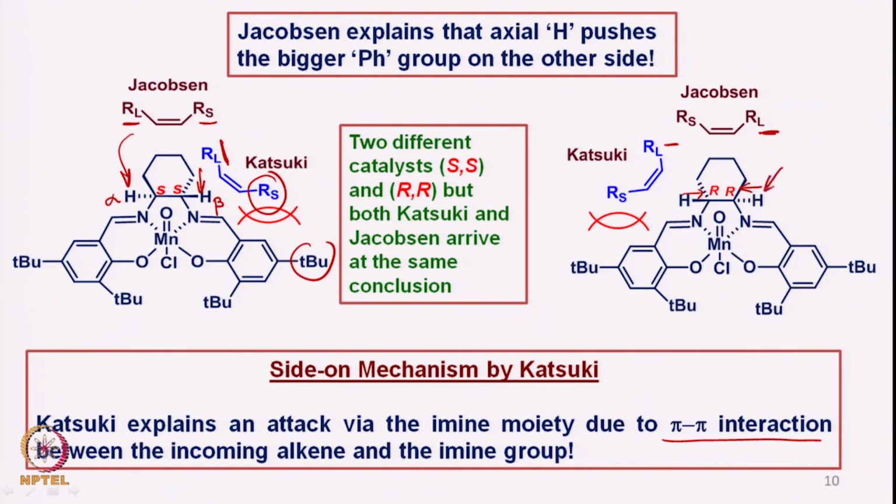That means wherever there is a hydrogen which is not axial, towards that side the large group goes, and the smaller group goes on the side where there is a hydrogen which is actually oriented.